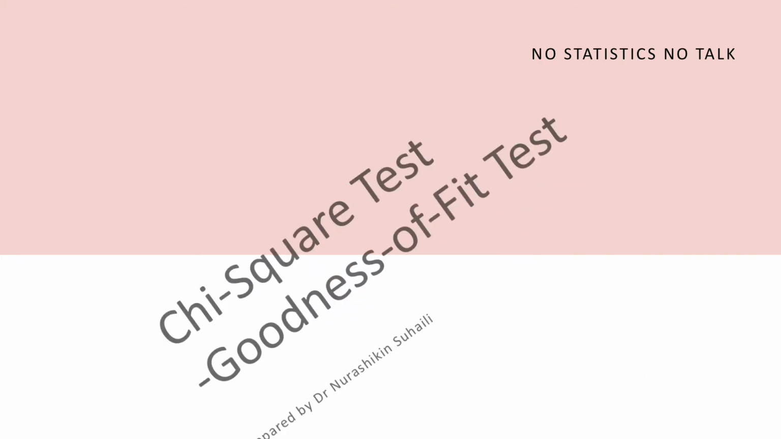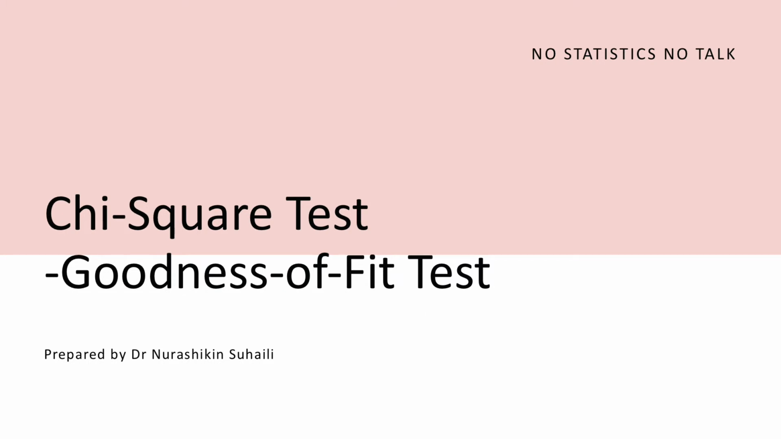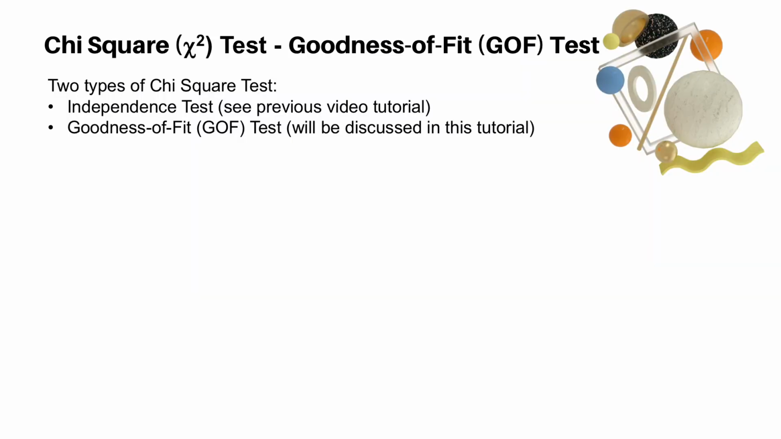Hi guys, in this video tutorial, I'm going to guide you with another type of chi-square test, namely goodness of fit test. In general, there are two types of chi-square tests, namely independence test. We have discussed this test in the previous video tutorial. And the second type of chi-square test is goodness of fit test, which will be discussed in this lesson.